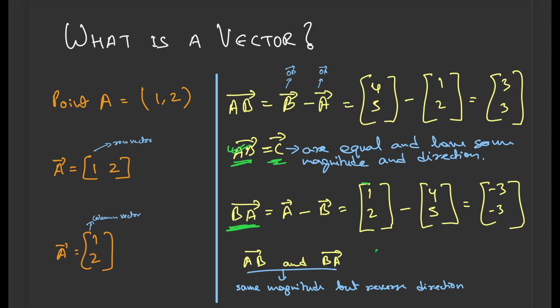So we have point A and point B, right? AB was like this, and BA will be in reverse direction. Basically, it will start at B and end at point A. So this is our BA vector, and this is our AB vector. So these are vectors. We'll see how it's used in machine learning.